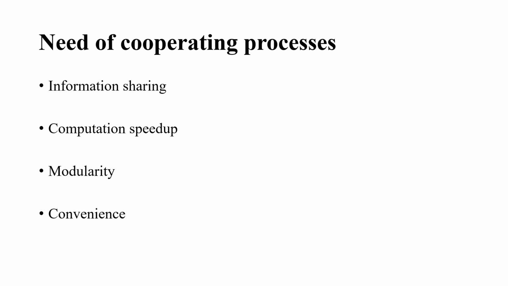Need of cooperating process. First one, information sharing. In information sharing, several users may be interested in the same piece of information. Here we must provide an environment to allow concurrent access to such information. Second one, computation speed up. In computation speed up, if we want a particular task to run faster, we must break it into subtasks, each of which will be executing in parallel with the others. Notice that such a speed up can be achieved only if the computer has multiple processing elements.